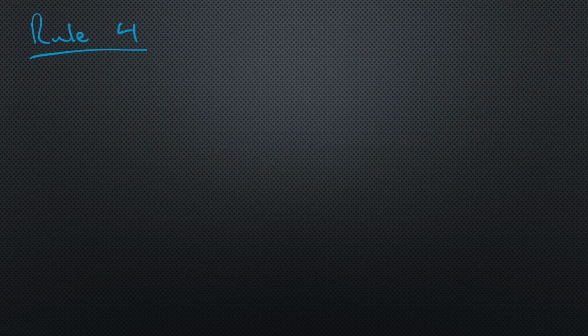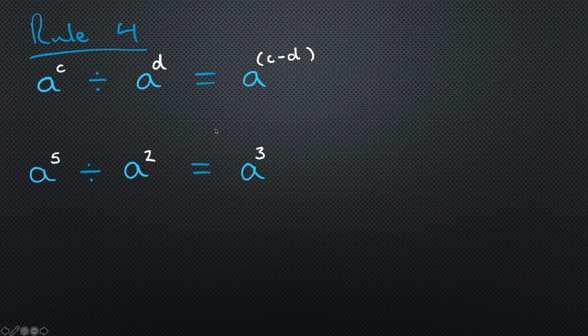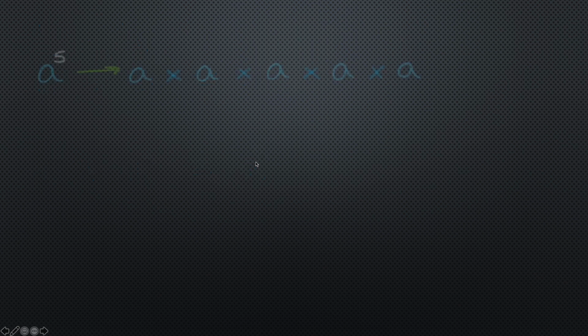So next, moving on to rule 4, kind of the opposite of rule 3: a to the power of c divided by a to the power of d is just a to the power of c minus d. So when you're multiplying, you add the powers. When you're dividing, you subtract them. These rules are fairly easy to remember, but just to show you how it works, here we would just have a to the power of 5 divided by a to the power of 2. We just subtract these powers to give us a to the power of 3.